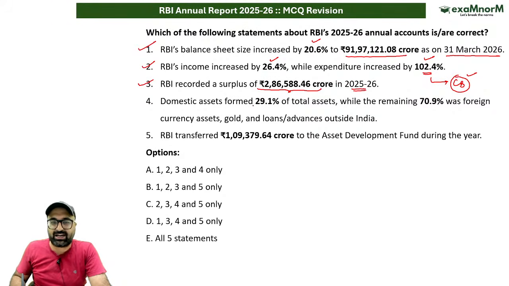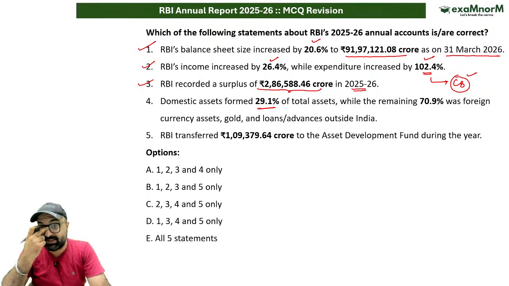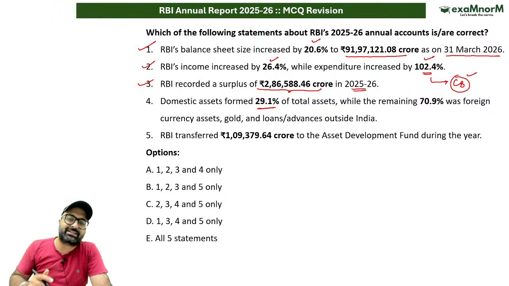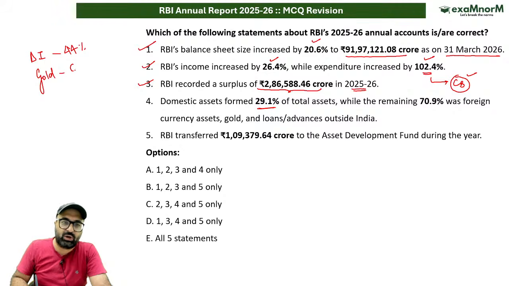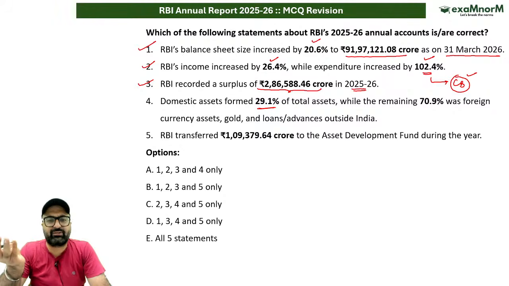That is correct. Domestic assets formed 29.1%. If I discuss the asset size of RBI's balance sheet, it basically says that the domestic investment has witnessed an increase by 44%. If I talk about the investment increase in case of gold, it is 68.3%. These percentages of increase are not very important, but yes, domestic investment, gold investment, and foreign investment have increased.